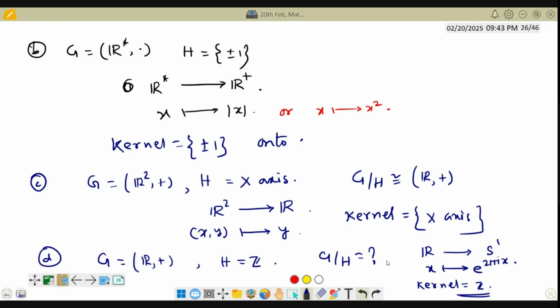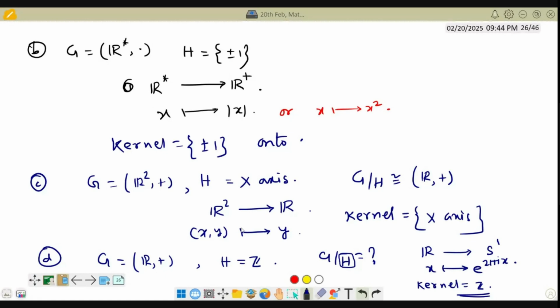Yes. In the previous questions, somewhat I understand how we are defining the homomorphism. From the first question, I understand R star to R plus. We are assigning the mapping as X goes to mod X. Second, also I understood: here the X-axis is there, so R2 to R, I am understanding. Here I don't understand this one. Why are we assigning the mapping from R to S1?